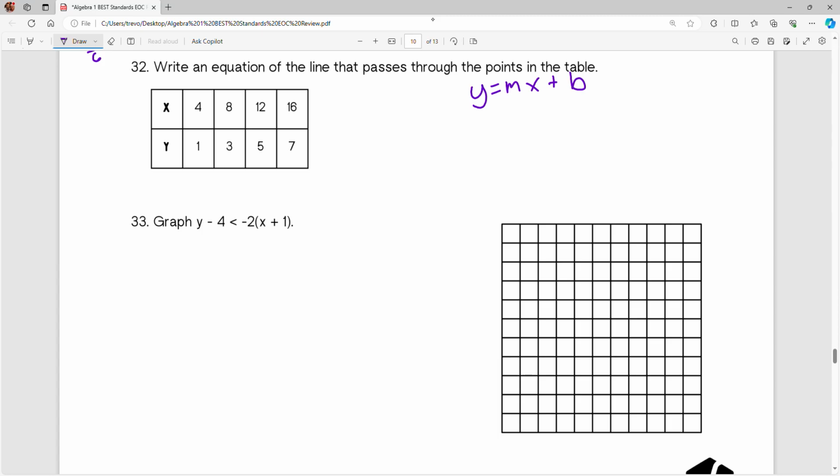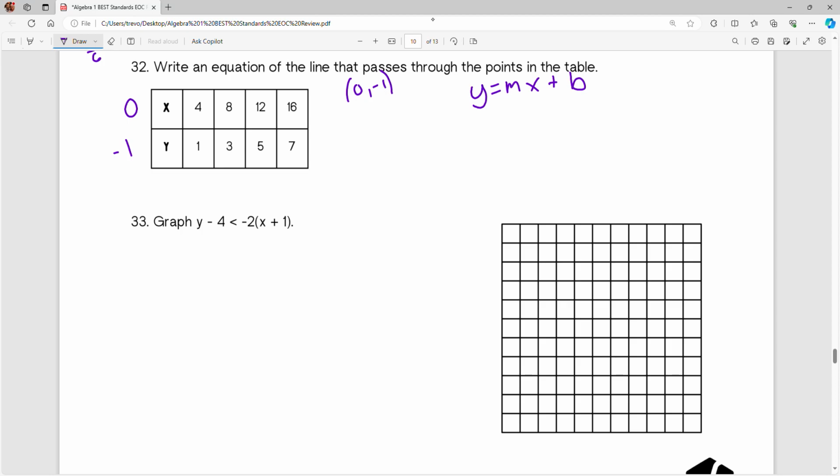16 minus 4 is 12, minus 4 is 8, minus 4 is 4, minus 4 is 0, and 7 minus 2 is 5, minus 2 is 3, minus 2 is 1, minus 2 is negative 1. So I've got a y-intercept: when x is 0, y is negative 1, by looking at the pattern.